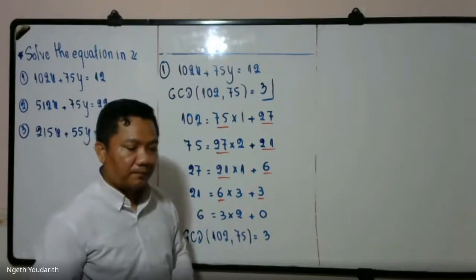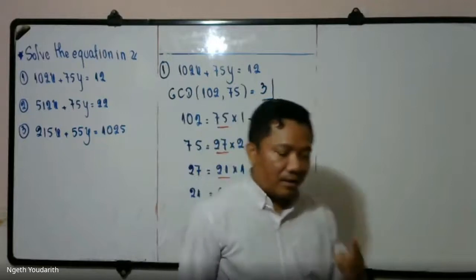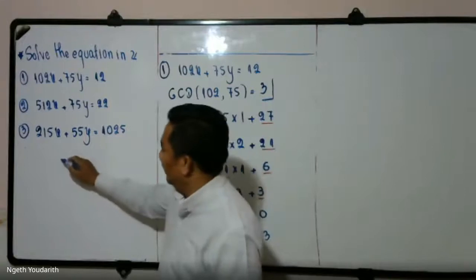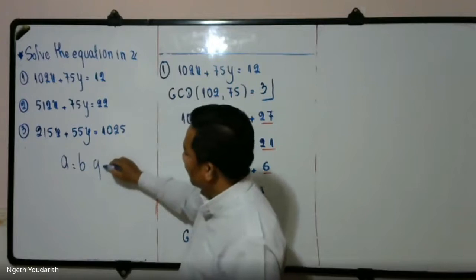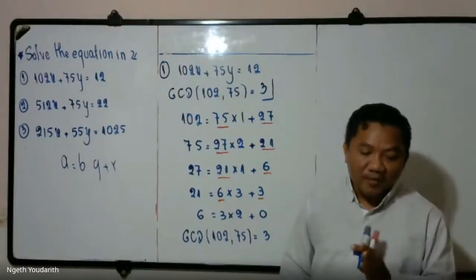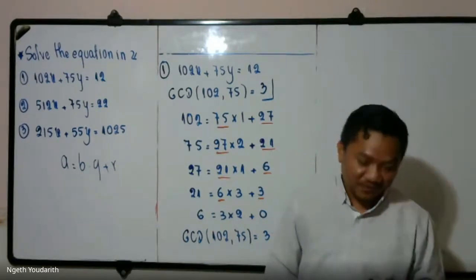Teacher, but I want to know how to find the value of Q. If you write the Euclidean algorithm, it means A equals B multiplied by Q plus the remainder. Wait a moment, I will explain to her in English. If she doesn't know, I will try that for you.